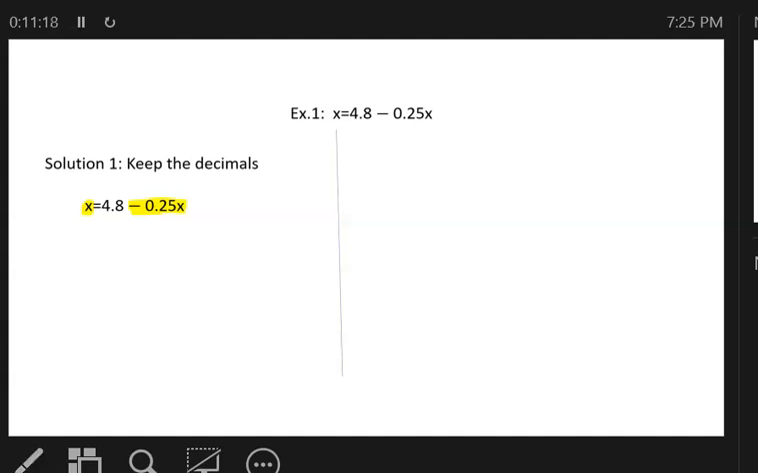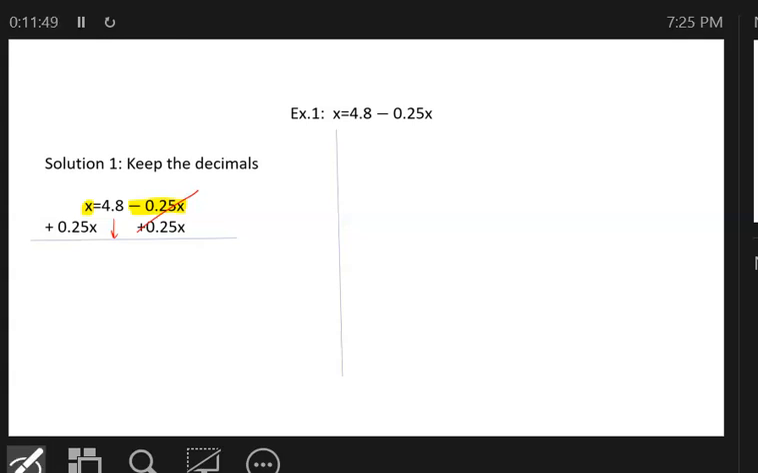So this is what I'm going to do. I am going to add 0.25x to get rid of the negative 0.25x on the right hand side because they cancel each other. And you can think of it as moving this to the left hand side by changing the sign. And so now the right hand side will just be 4.8. The x will be gone. But the left hand side, we have to combine it.